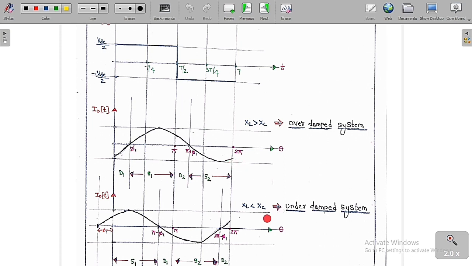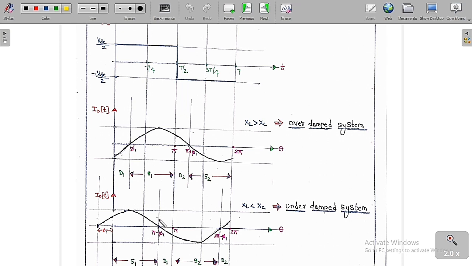Whereas when XL is less than XC, the capacitive reactance is greater than the inductive reactance. So the circuit is going to act like a capacitive circuit. Therefore the current is going to lead the supply voltage. If this is phi 1, it will be pi minus phi 1, and this is 2 pi minus phi 1. So this is the way we are going to get the graph. As we give a DC supply across any RLC, we are going to get a sine wave.